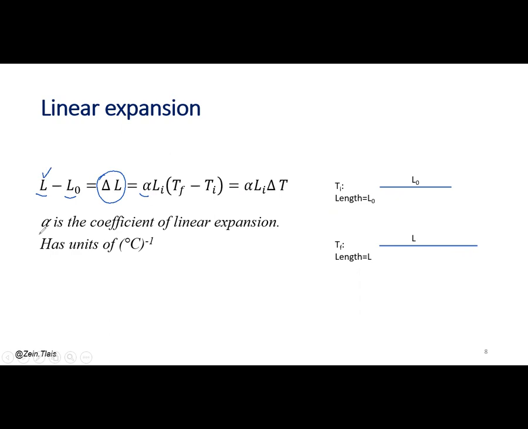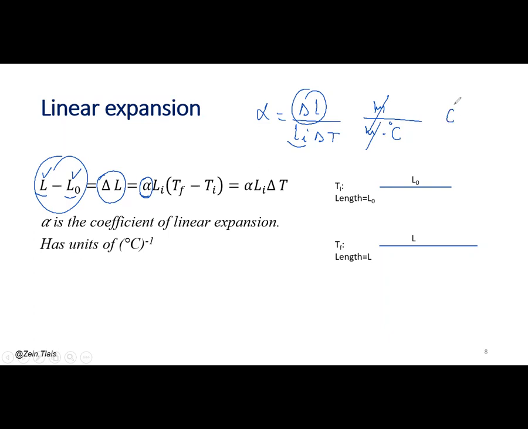L is the final length of the object. L initial is the initial length of the object. Alpha is the coefficient of linear expansion, and we need the unit of alpha. Here, alpha equals delta L divided by L initial times delta T. The unit will be meter divided by meter times degrees C, so the unit will be C to the minus 1. Okay? This is the unit of the coefficient of linear expansion.